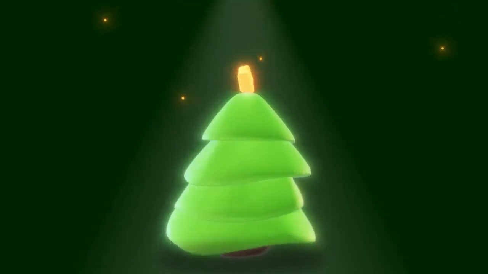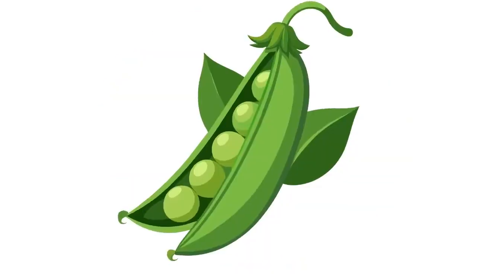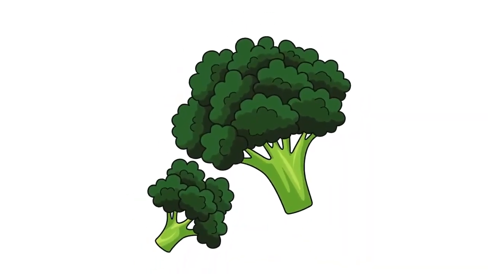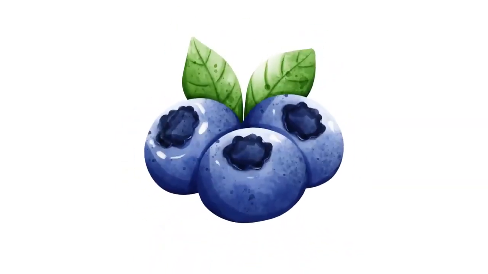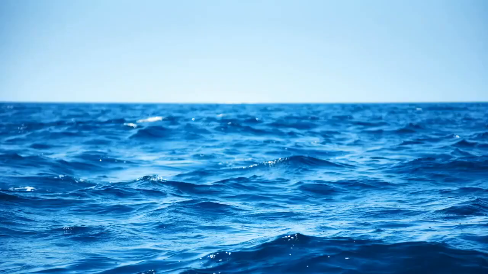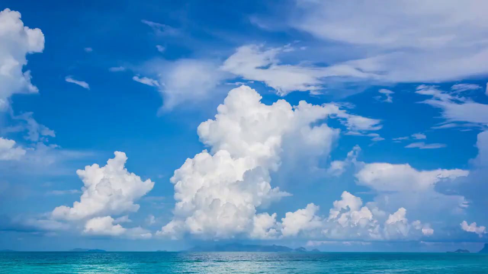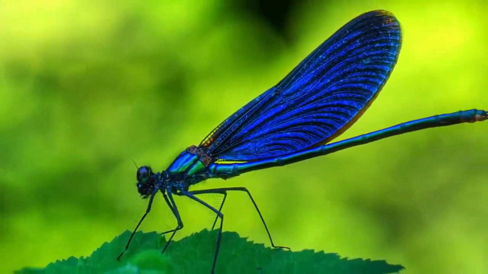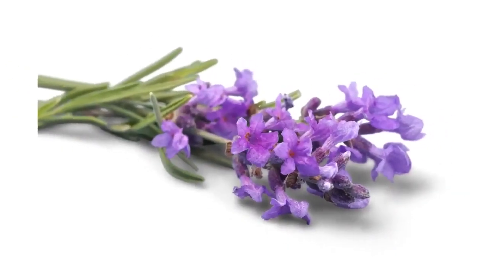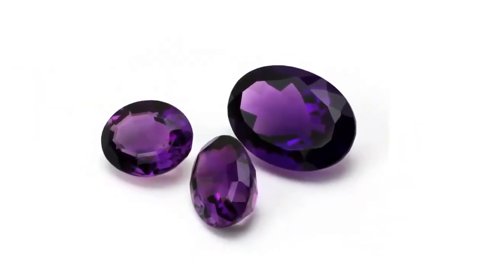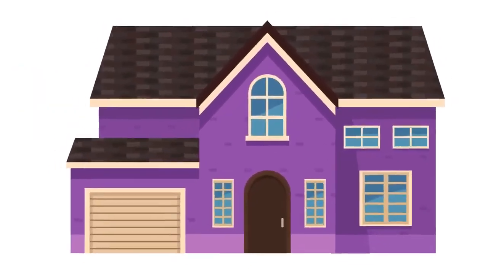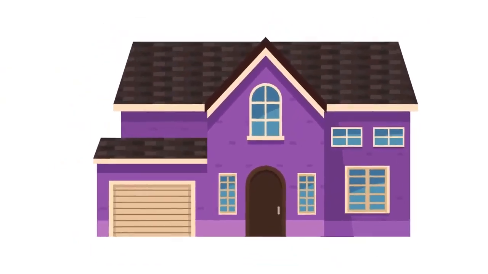Green Christmas tree, green plants and green peas, green fields and broccoli. We love the color green. Blue blueberry pie, blue sea, blue sky, blue eyes and dragonfly. We love the color blue. Purple lavender, purple crystal, purple flower, purple plums and purple house. We love the color purple.